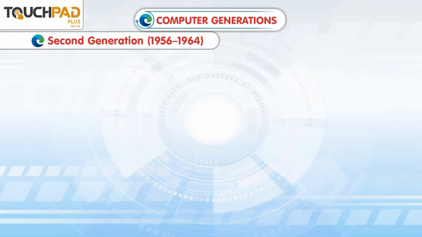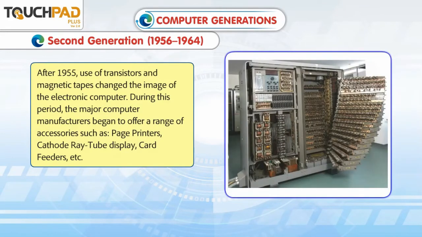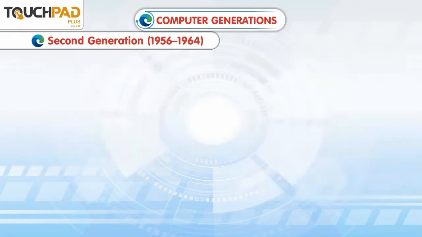Second generation, 1956 to 1964. After 1955, use of transistors and magnetic tapes changed the image of the electronic computer. During this period, the major computer manufacturers began to offer a range of accessories such as page printers, cathode ray tube display, card feeders, etc.